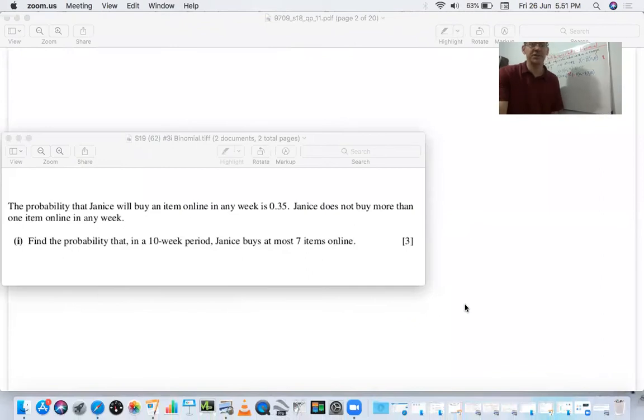Now the first part of the question is pretty straightforward. The probability that Janice will buy an item online in any particular week is 0.35. Janice does not buy more than one item online in a week. So we're looking at 1 week as a unit, and she either buys something online or she does not. If she buys it online, it is a 0.35 or a 35% chance that she does, which means there's a 65% chance that she doesn't buy anything for that particular week. Find the probability that in a 10-week period, Janice buys at most 7 items online.